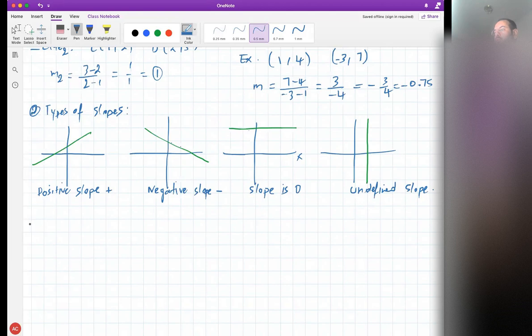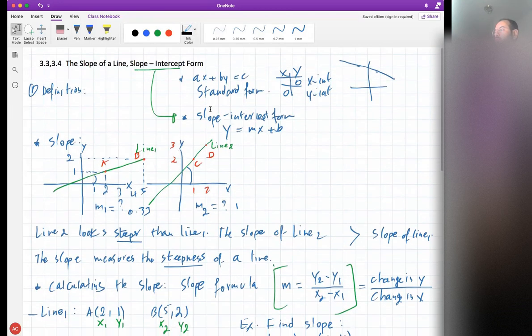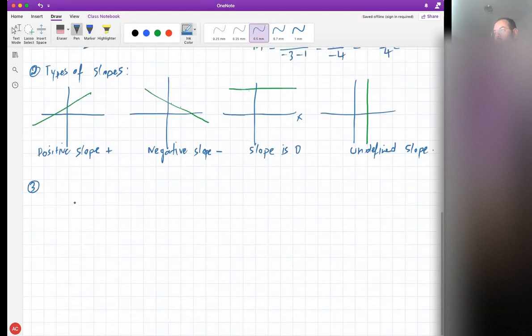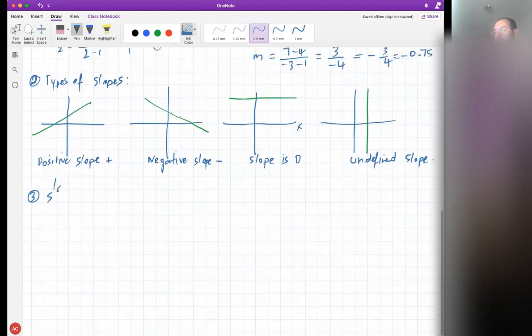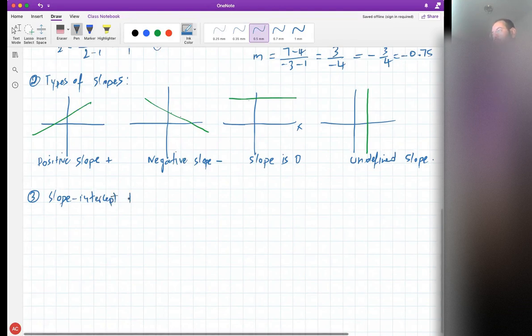So the third thing is, now we're going to talk about the special formula we mentioned earlier, the slope-intercept form. Instead of using the standard formula we used last time, we're going to talk about the slope-intercept formula, which is again a very convenient and easy to use formula compared to the standard one. And that formula is, again, like this.